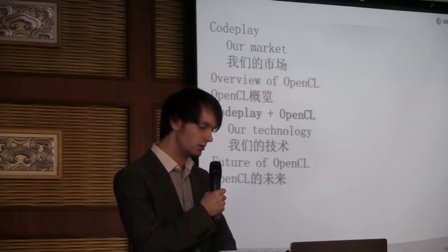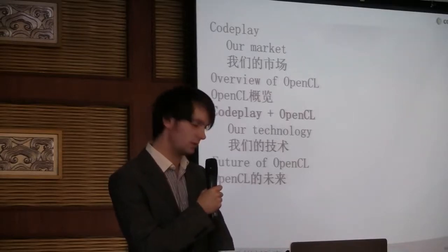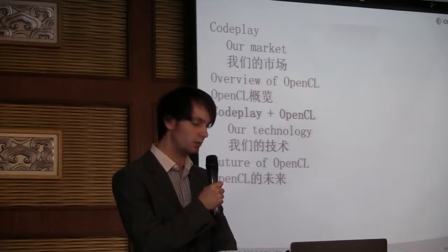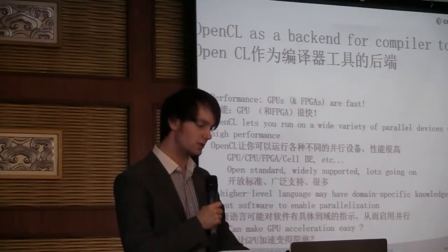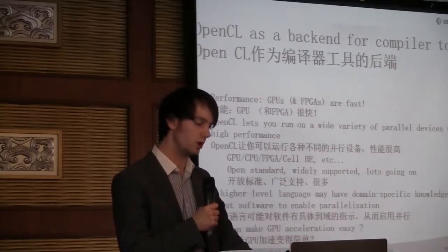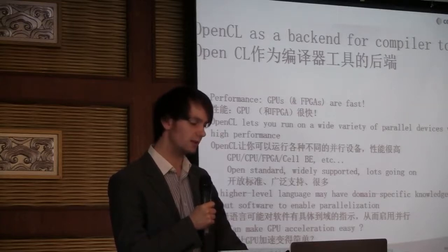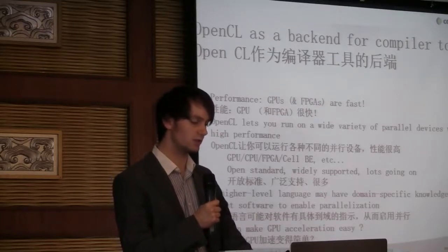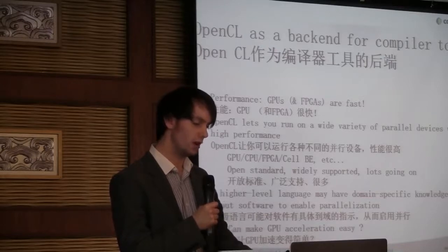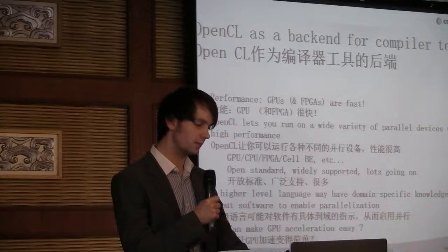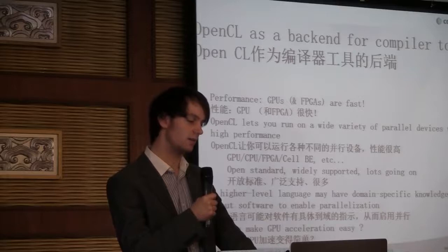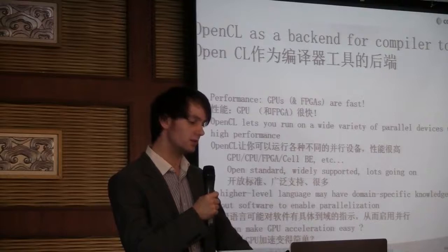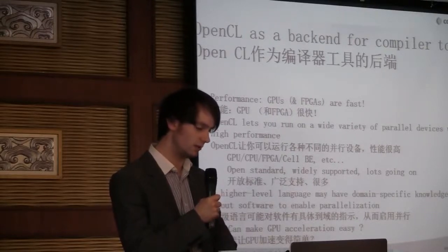So I'm going to tell you a little bit now about the company Codeplay and how we work with OpenCL. We are trying to use OpenCL as a backend for our compiler tools. What I mean by that is we're trying to parse and compile C++ on the front end of our compiler and output conformant OpenCL kernels that can then be compiled and used by a conformant OpenCL implementation, such as the NVIDIA implementation or an AMD implementation.